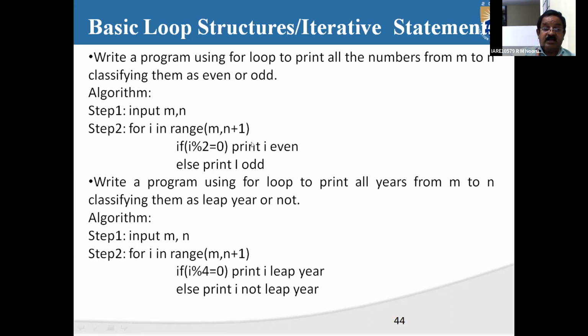Then I will be incremented, that will become I plus 1, that is 21. Then it's going to check the condition: 21 mod 2 equals 0? No. Then it's going to print 21 odd. Then it is incremented to 22. 20 is over, next 21 is over, then 22.